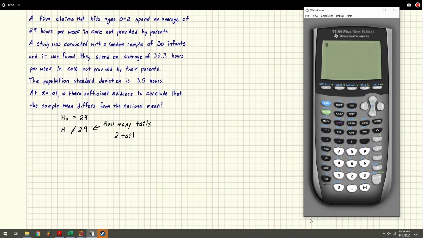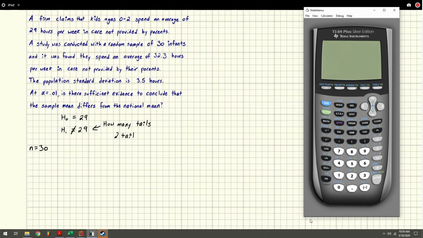Let's keep going. So 29 hours per week, and I'm going to start right here. A study was conducted with a random sample of 30 infants. So there we have our n. I'm going to put that here. n is equal to 30. And it was found they spend an average of 32.3 hours per week in care not provided by their parents. So we have a new average now.